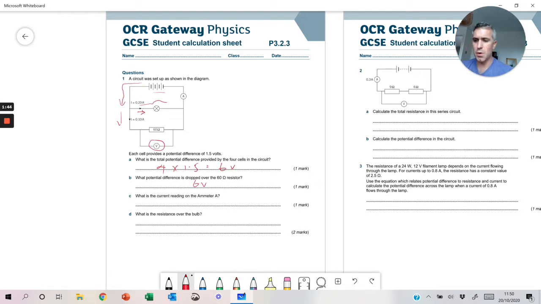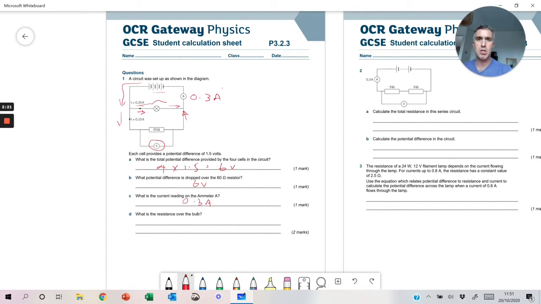What is the current reading on the ammeter A? Okay, so here we need to remember that current splits as you go around the circuit at different junctions, and it comes back together. So we've got 0.2 going this way, 0.1 going this way. As they join back together, we get 0.3, because the two currents have been separated by the 2 different routes, and then they come back together as they go back into the cell. So 0.3 amperes.